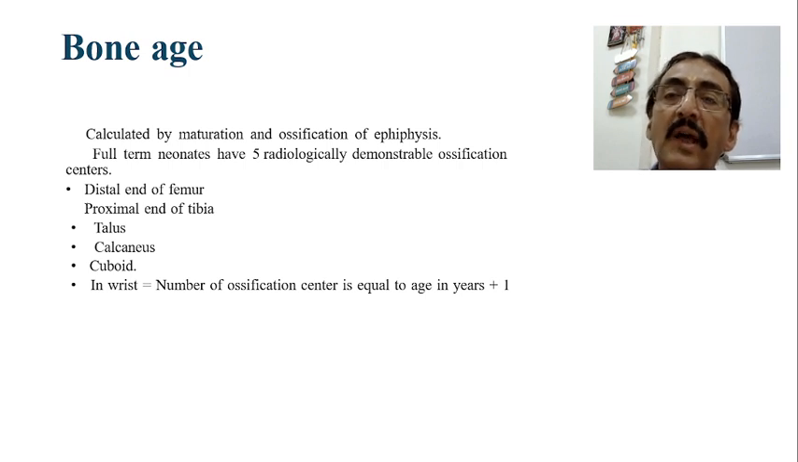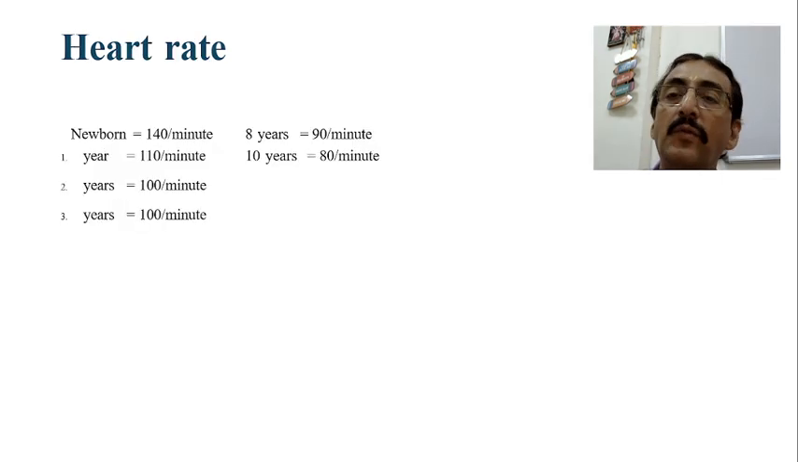A full-term neonate will have 5 radiologically demonstrable ossification centers. What are they? One is the distal end of the femur, another is the proximal end of the tibia, another is talus, calcaneus, cuboid, and the last one is wrist. In the wrist, there are many ossification centers present. The number of ossification centers is equal to age in years plus 1. For example, if the baby is 2 years old, age in years plus 1, 2 plus 1, that is equal to 3. There will be 3 ossification centers. So bone age is also one of the criteria for the assessment of growth.